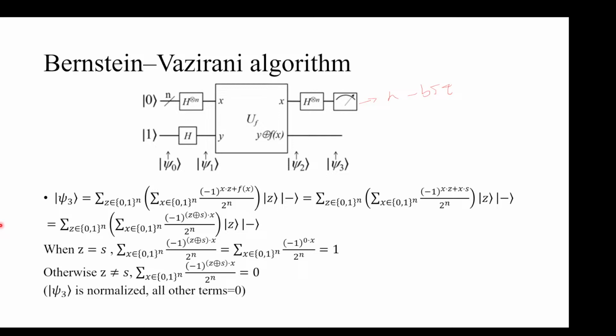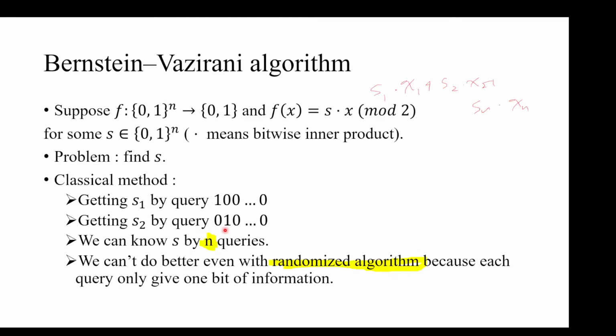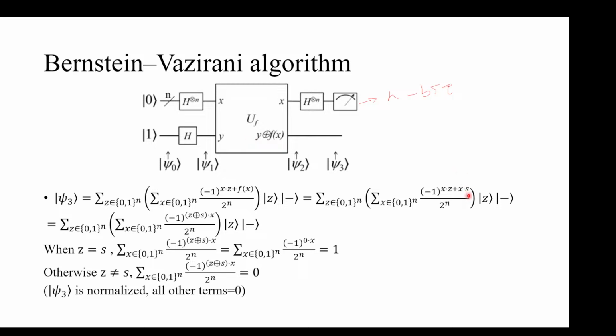And what's different now is the promise on f of x. In the previous problem, f of x is either balanced or constant. But now we know f of x has a very closed form expression. f of x is just s inner product with x. So let's write it here: f of x equals x inner product with s. And now we can do more calculation.